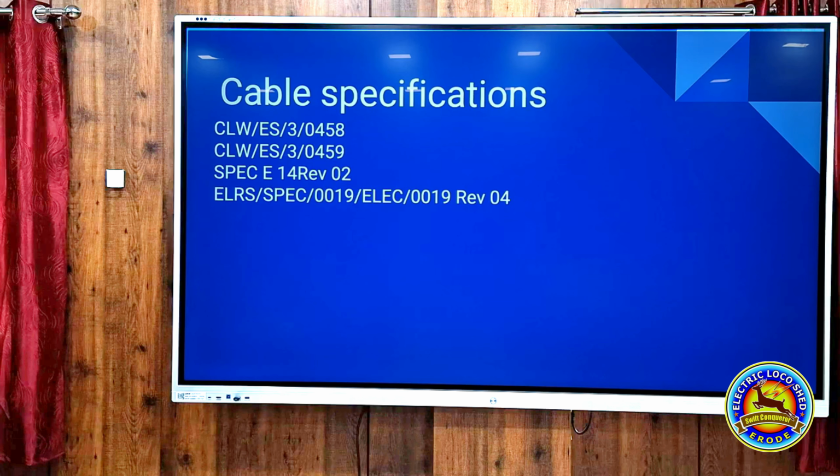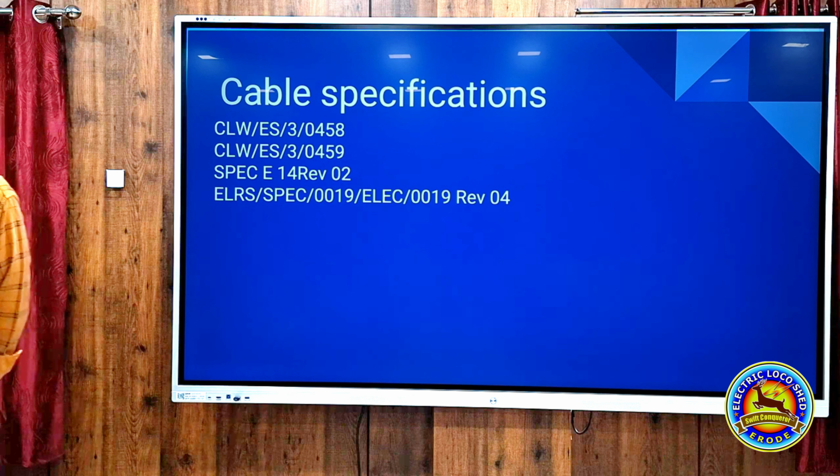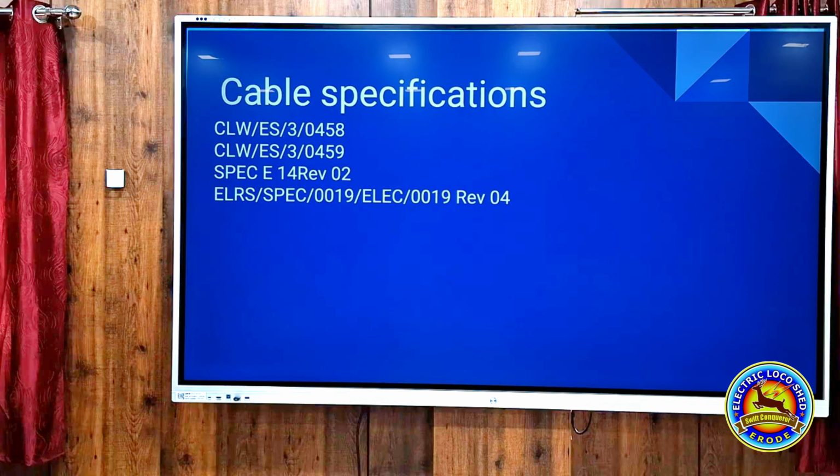For conventional locos, that is WP4 and WG7, the specification is different. That is spec E14 revision 2 for elastomeric cables and spec 0019 revision 4 for thin-walled E-beam irradiated cables. These 2 specifications are entirely different, and their manufacturing process and everything is different.